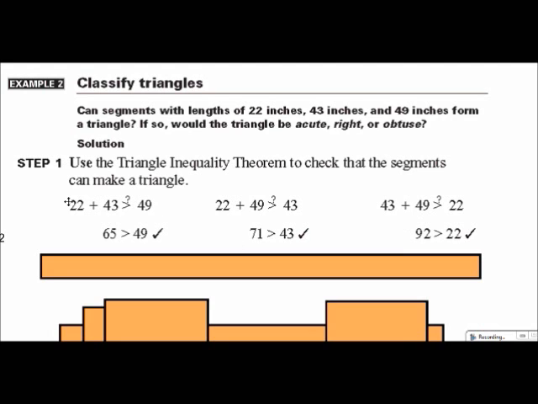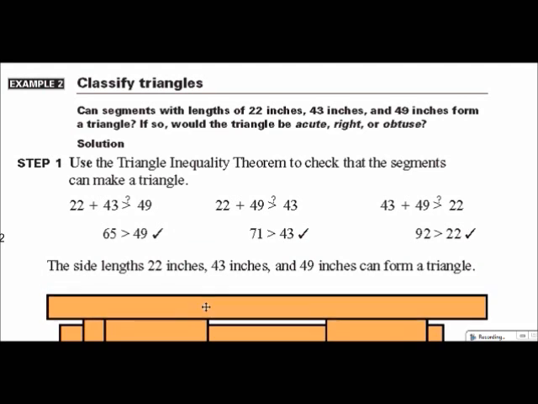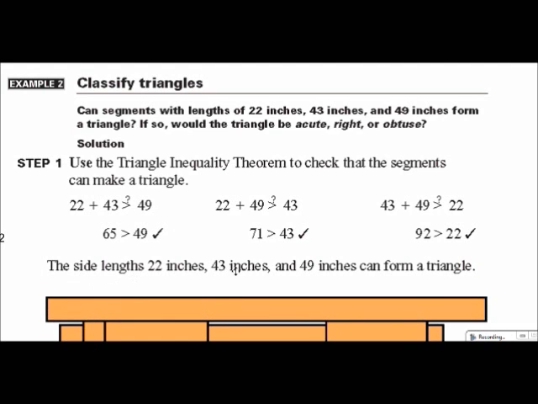Remember, the only one you really need to check is adding up the two smallest sides. Here's the one where we added up the 22 and the 43. Those are the two smallest sides. If that's bigger than the biggest side, you can make a triangle. You don't have to do all three of them. You can, but you don't have to. If it's greater than the biggest one, you can make a triangle. So, yes, the side lengths 22, 43, and 49 can form a triangle.